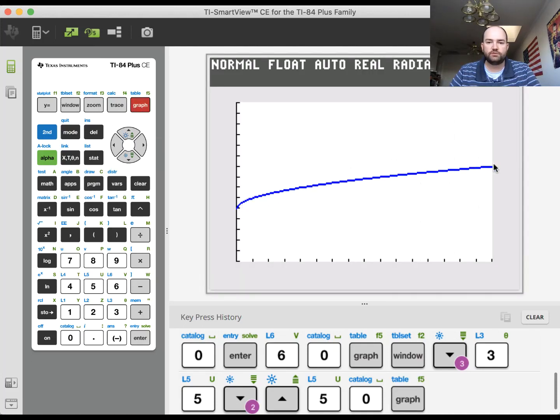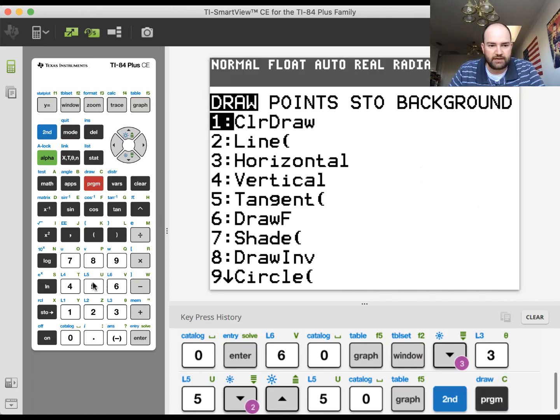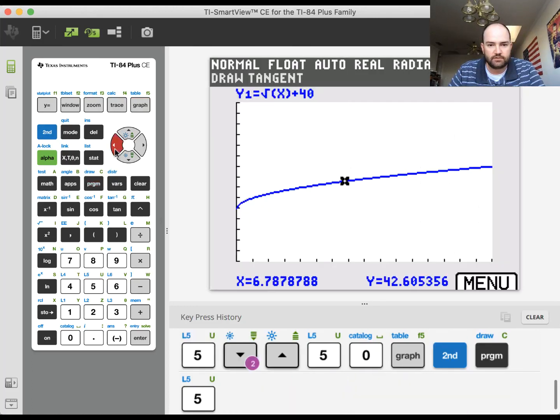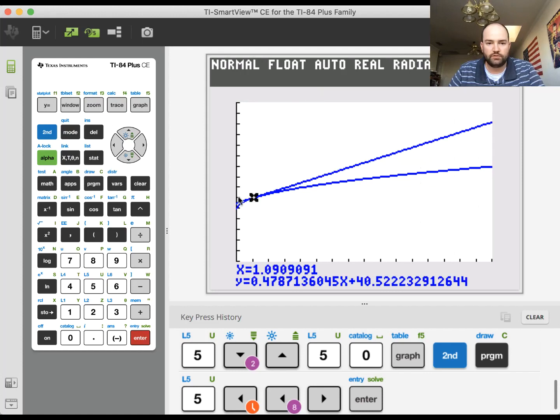So this is the original function. Now, notice that the derivative at the very beginning is technically vertical, but it's decreasing after 1 week. It's right here. The tangent line looks like that. And I think I can draw that. So second, draw, and then 5 is tangent. Let me go over here close to x equaling 1. Is that close enough? Yeah, that's close enough. There you go. So that's x equaling 1.